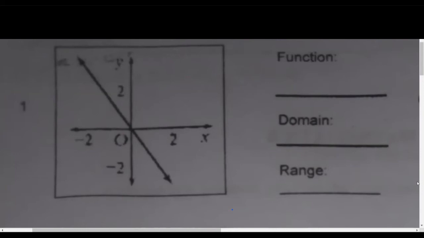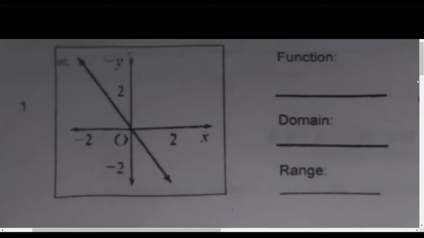In this video, I'm going to teach you how to determine if the given graph is a function or not. And then, from the given graph, we're going to get the domain and the range. Okay? Let's start. So kapag given ang graph, madali lang i-determine if it's a function or not.